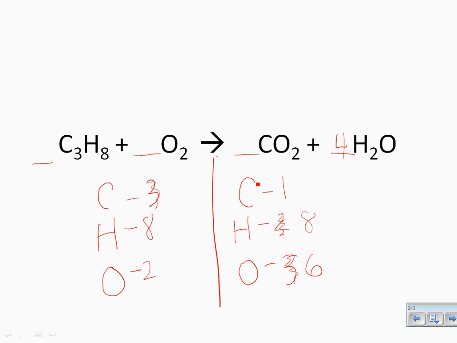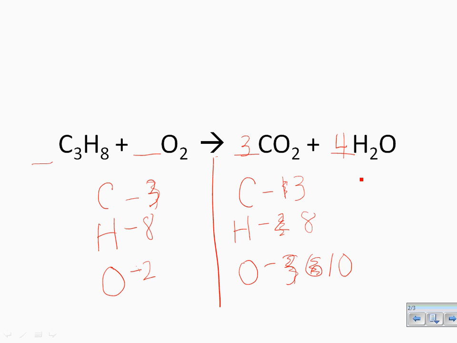Carbon has 3 on this side, it has 1 on this side. So I'm going to add 3 in front of carbon dioxide. And when I do that, I change carbon to 3. And now I have 3 times 2 is 6 plus 4. I have 10 oxygen. All right? Now I'm going to tackle oxygen.